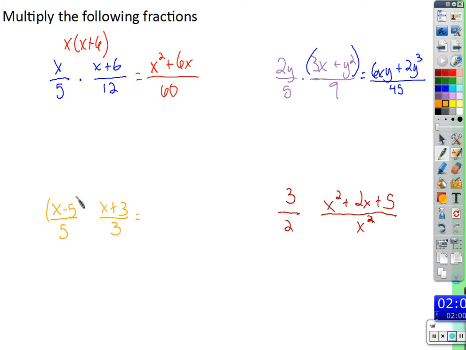45. Okay. Now we're going to multiply x minus 5 times x plus 3. And distribute everything to everything. So we get? Yeah. There we go. Over 15. Cancel the 15s.